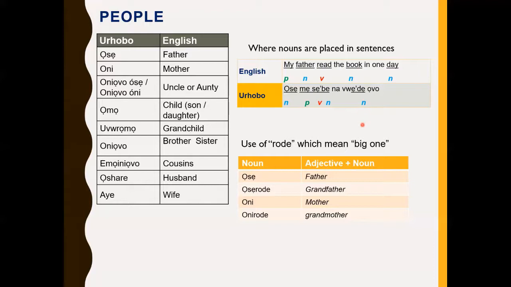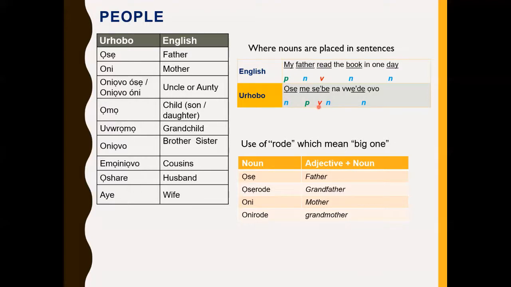In the Urhobo translation of my father read a book in one day, it will be oseme sebina vedovo. You can see the noun, which is ose, me, my father. You can see how the noun comes before the pronoun there.